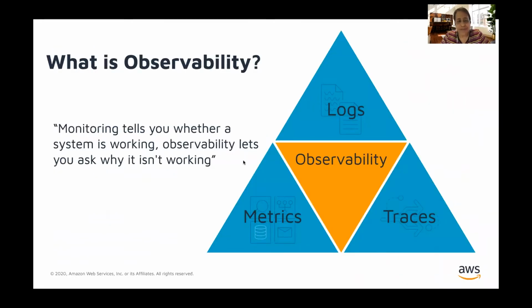So what is observability? For those of you who already know about this, observability has three key data signals and consumes three different types of data. Monitoring tells you whether your system is working. Observability lets you understand why it isn't working. Observability is all about looking at your applications, services, and systems, and being able to understand the health of the systems and what is not working. The three types of data that are consumed in observability include logs, metrics, and traces.